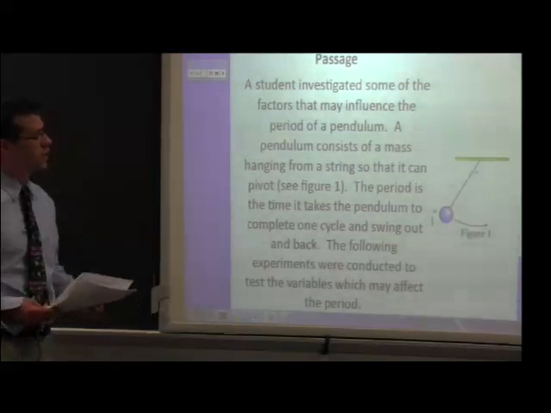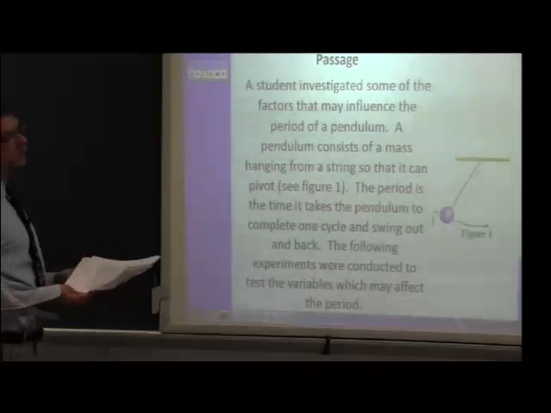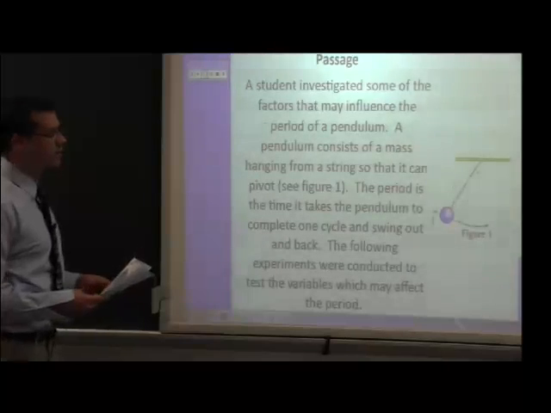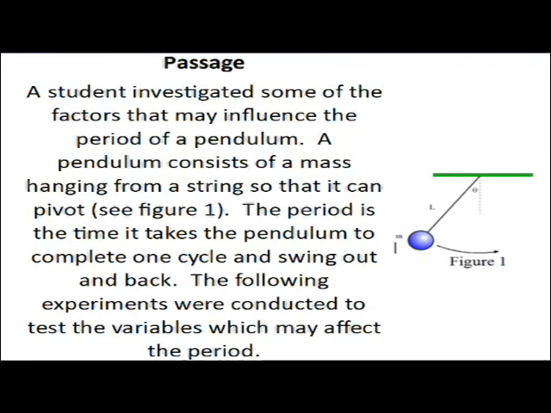Okay, so let's take a look at a sample passage here. A student investigated some of the factors that may influence the period of a pendulum. A pendulum consists of a mass hanging from a string so that it can pivot. Observe figure 1 here at the right. The period is the time it takes a pendulum to complete one cycle and swing out and back. The following experiments were conducted to test the variables which may affect the period. Okay, so first I'm going to highlight that last sentence there. That's what I'm going to be looking at in these experiments that are going to follow here.